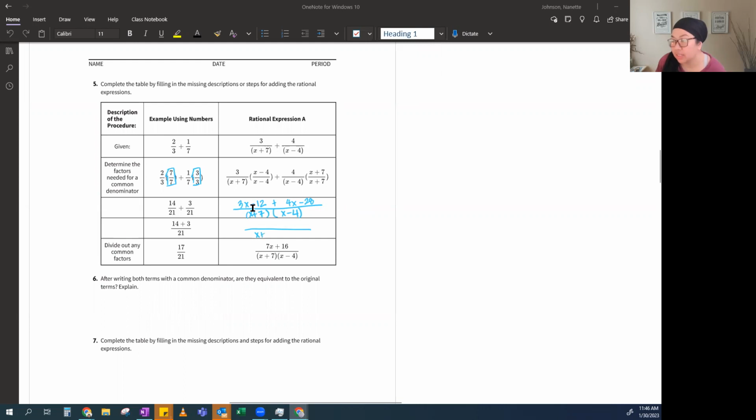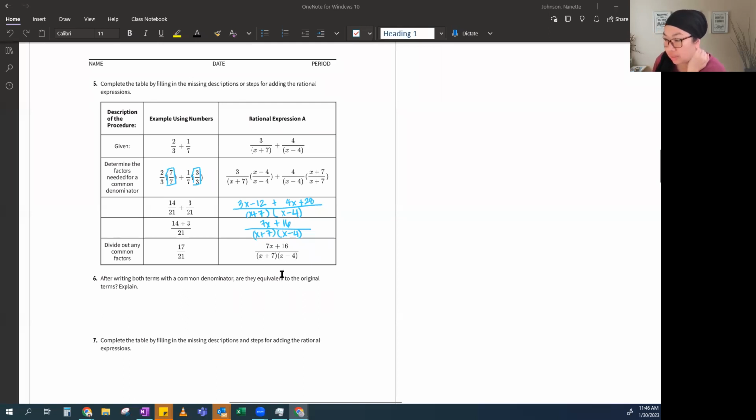And then now look, it's going to be 3X plus 4X. That's 7X, right? Oh, why did I put minus 28? Sorry, guys, that's plus 28. So then negative 12 plus 28 is 16. The last little step is I'm going to make sure that I can't factor 7X plus 16. And I can't because they don't have any common factors.